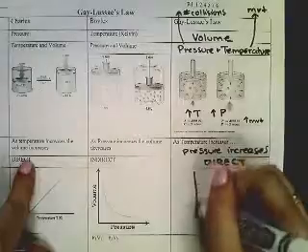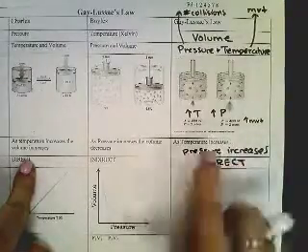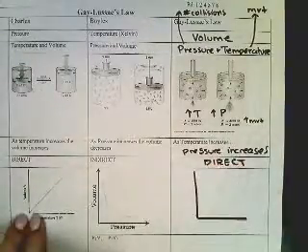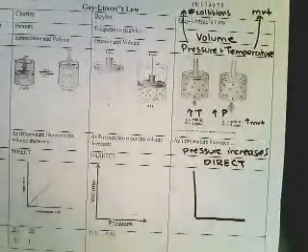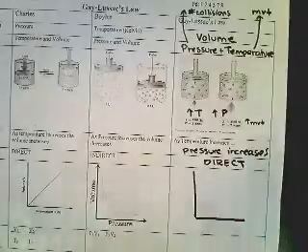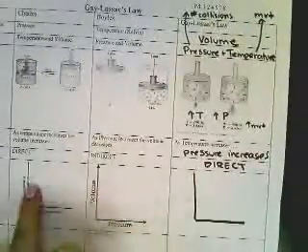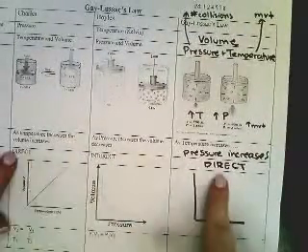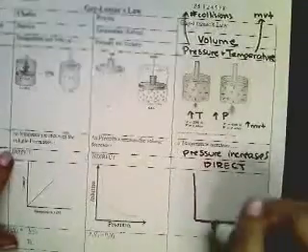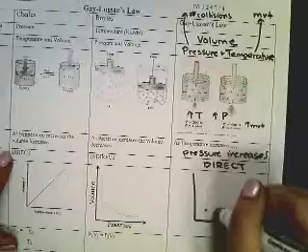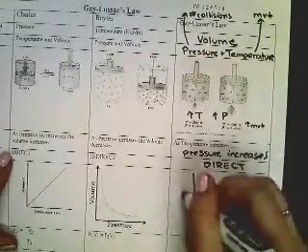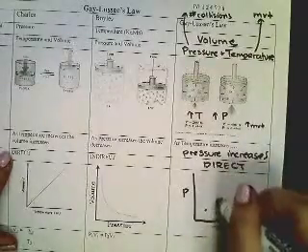So when we draw our graph, should it look like the one for Charles or the one for Boyle's? It's going to look like the one from Charles because it's a direct relationship. So as I increase temperature, my pressure will also increase.